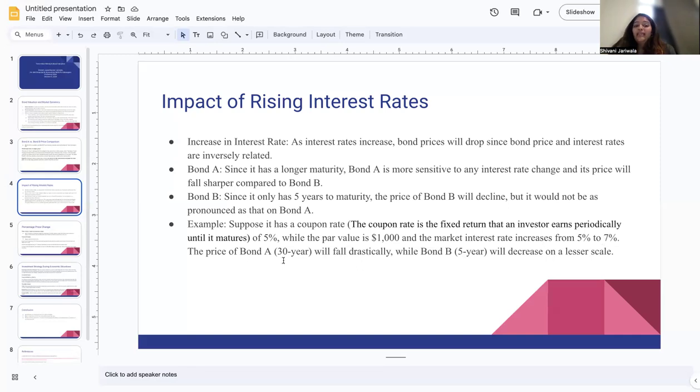The price of bond A with 30-year maturity will fall drastically because, as I said, interest rates keep on changing from time to time. It has 30 years of maturity, so over those 30 years it is going to see many of these interest rate fluctuations. It might even go under 5% or over 7%. So the price is going to fall drastically, while bond B will decrease on a lesser scale because it only has 5 years of maturity, so the interest rate might fluctuate between 5 to 7% only.